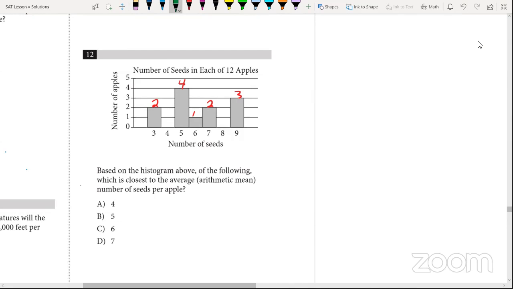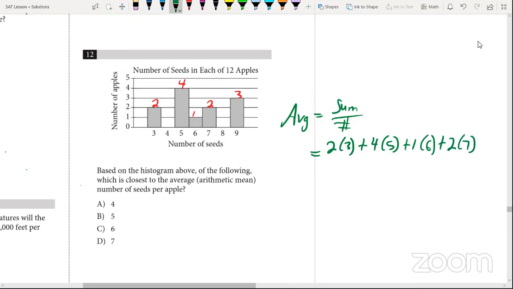If we want the average number of seeds per apple, the average, the mean, is the sum over the number of items. So the sum now, if I have 2 that have 3 in them, then the sum is 2 times 3. I have 4 that have 5 in them, 1 that has 6, 2 that have 7, and 3 that have 9. And there are 12 apples altogether. So the sum is all of these things multiplied together and added, and the number is 12.